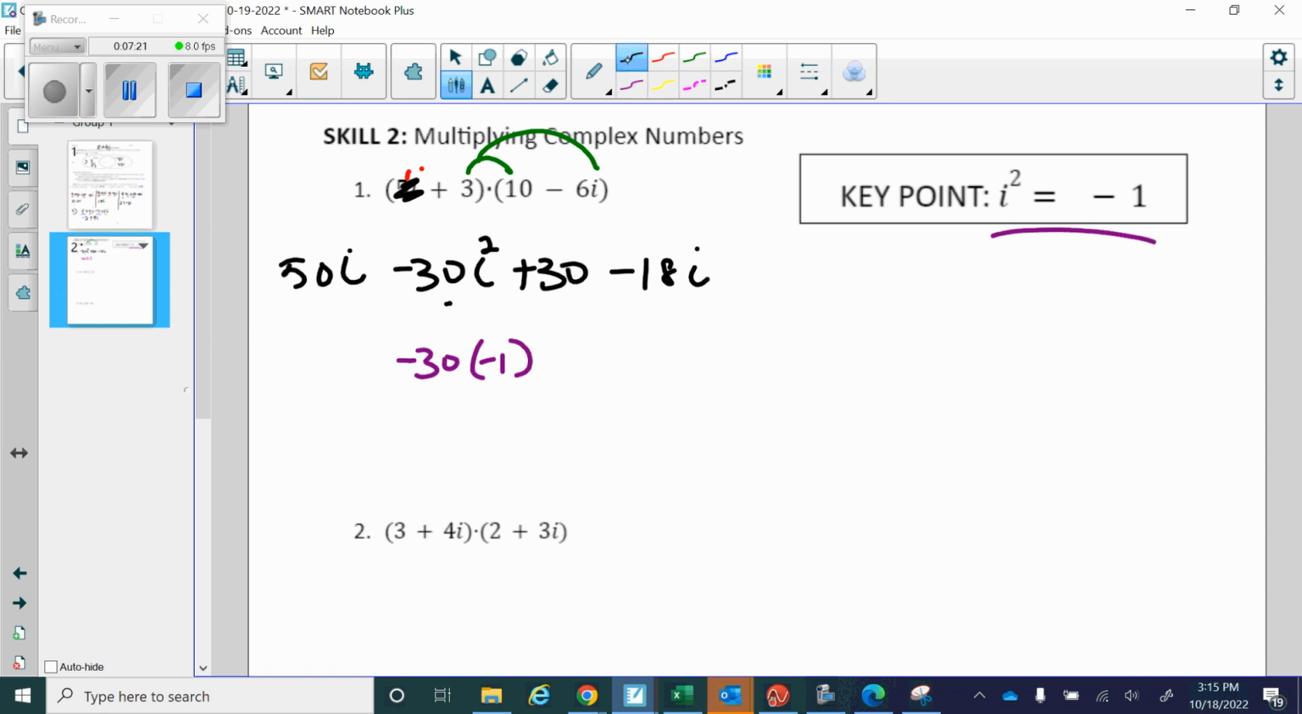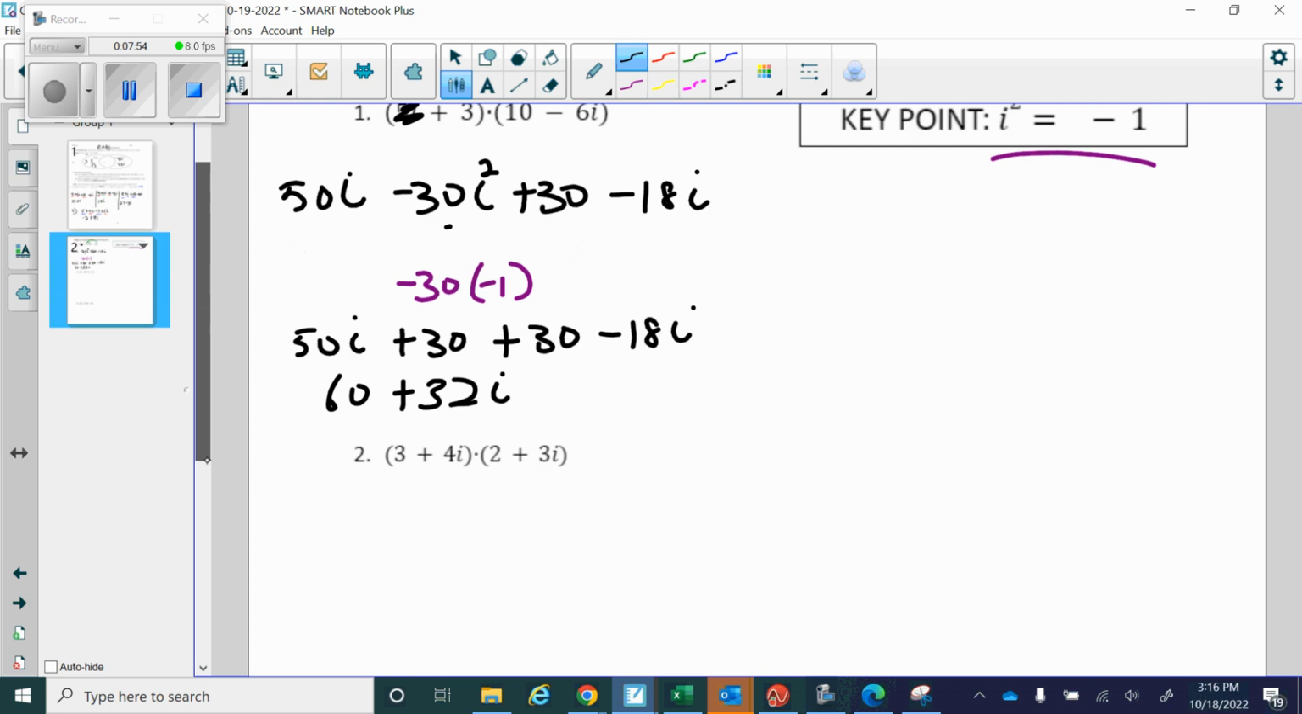So let's rewrite this now. I'm going to have 50i plus 30 plus 30 minus 18i. And then like terms now, the 60 goes to the front, right? All right, 60. And then 50i minus 18i, that's going to give me 32i. So 60 plus 32i. That works.